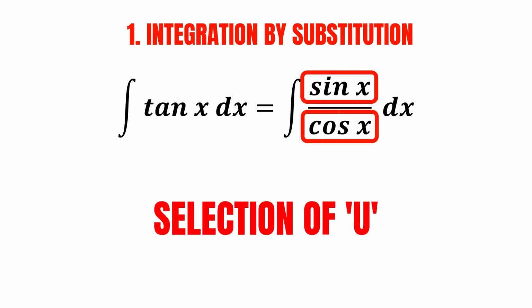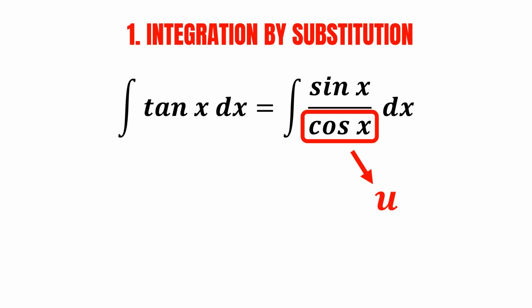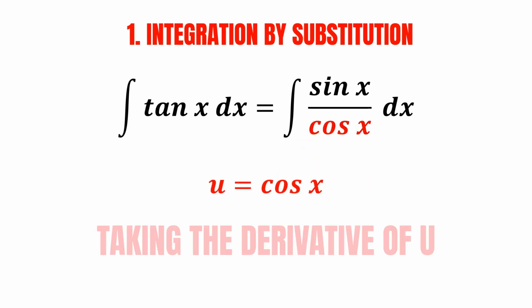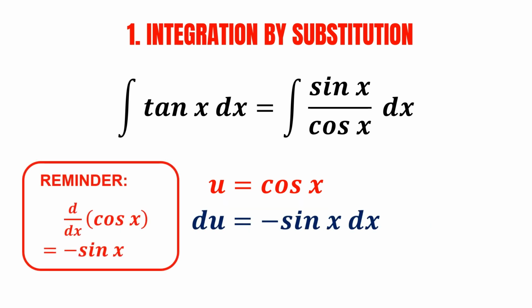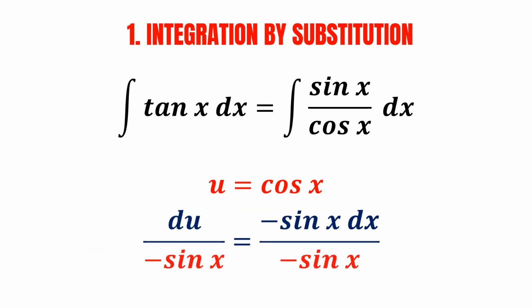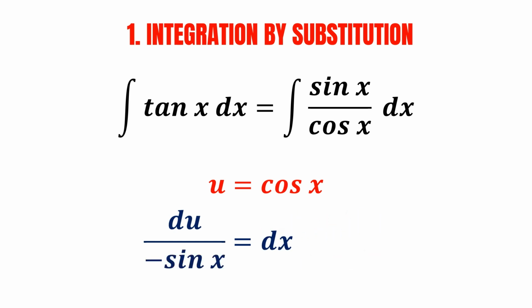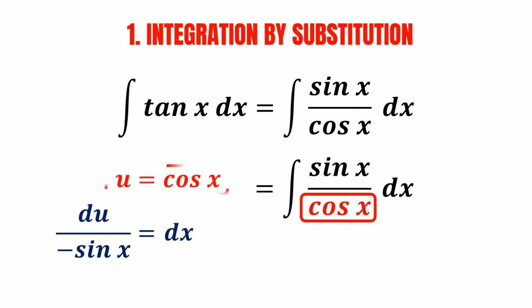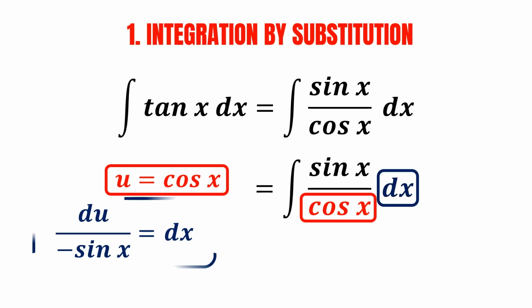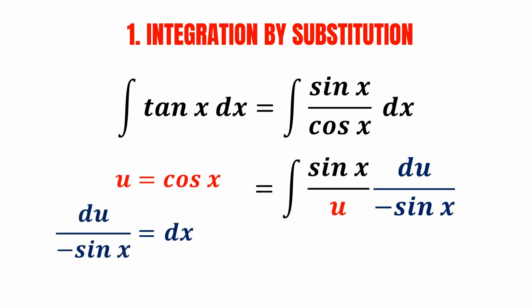Now, we have two choices for selecting u as our substitution variable, and we want to choose cosine x to be the u. By taking the derivative of this, we get du equal to negative sine x dx. We divide both sides by negative sine x, and these can be canceled out, so that we end up with only dx on the right-hand side. You see, we can now replace this cosine x with u, and this dx can be replaced by du divided by negative sine x. Therefore, we plug them into the equation accordingly.